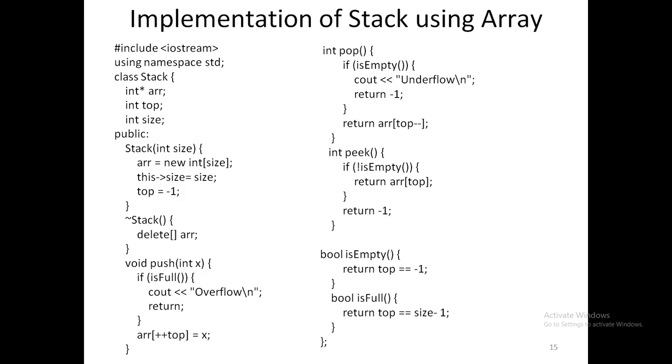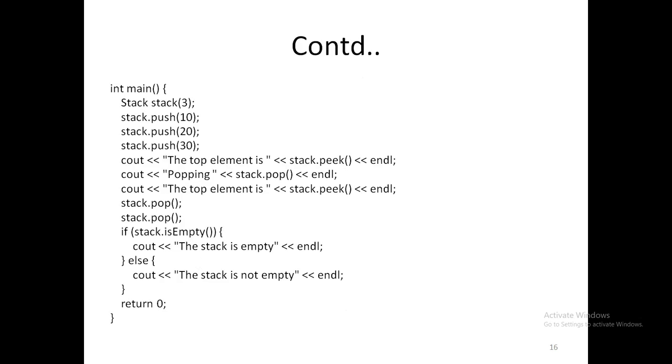In C++, the implementation is given as a class, and here we have the array, then top, and the size of the stack. The stack is initialized with the size and the top is -1, and once you are inserting the first element, the top is incremented to 0. Then push, pop, peek, isEmpty, isFull. This is the sample operations of the main.